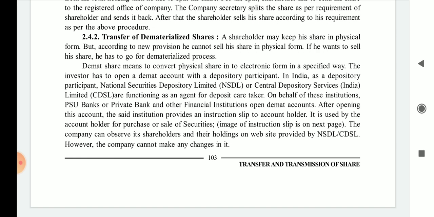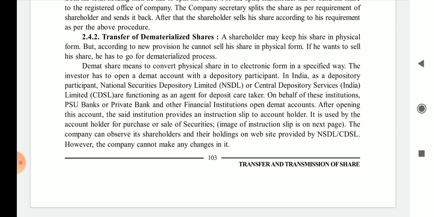On behalf of these institutions, PSU banks, that is public sector banks, or private banks and other financial institutes open a demat account. On behalf of these institutes, the PSU banks and all the private banks follow the procedure of the demat account.